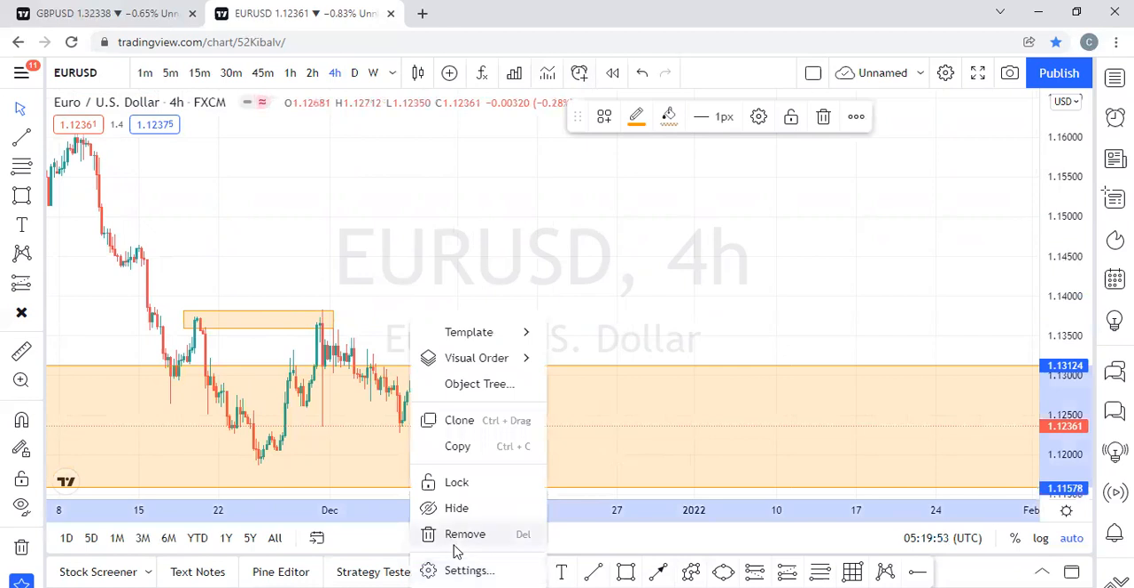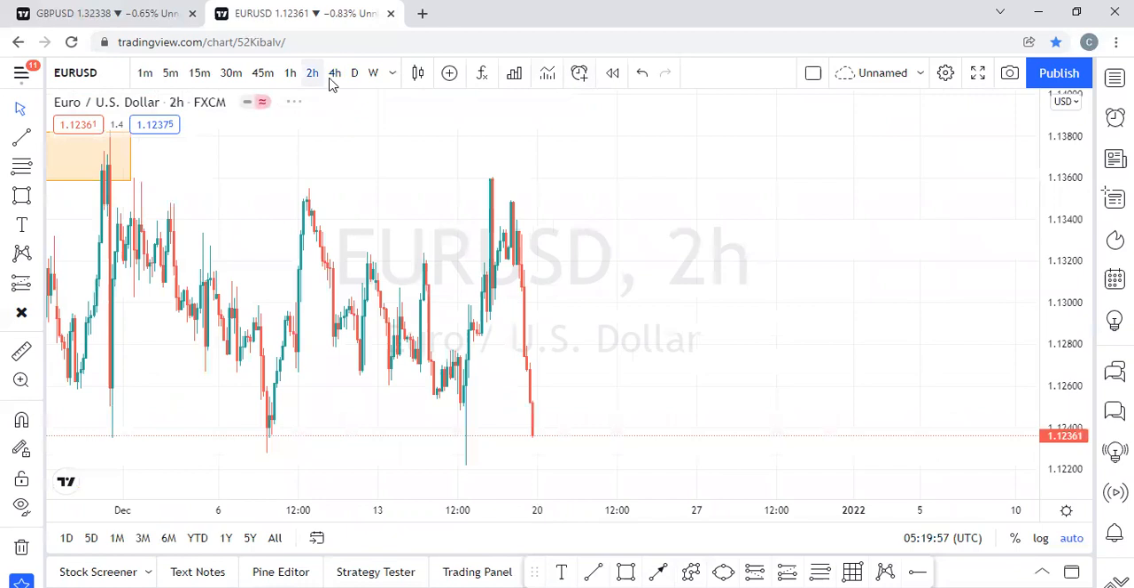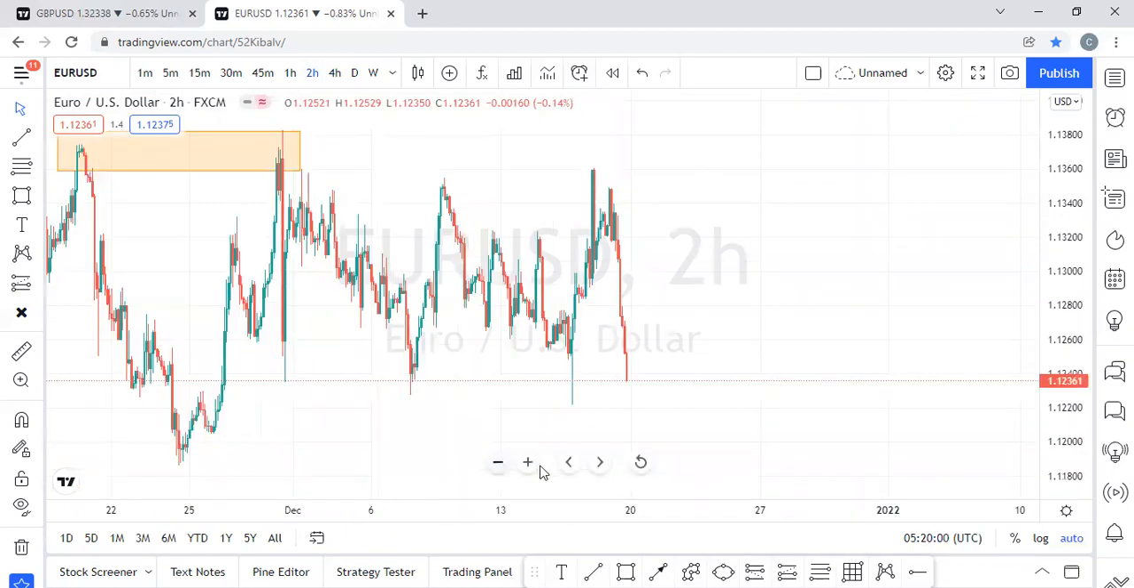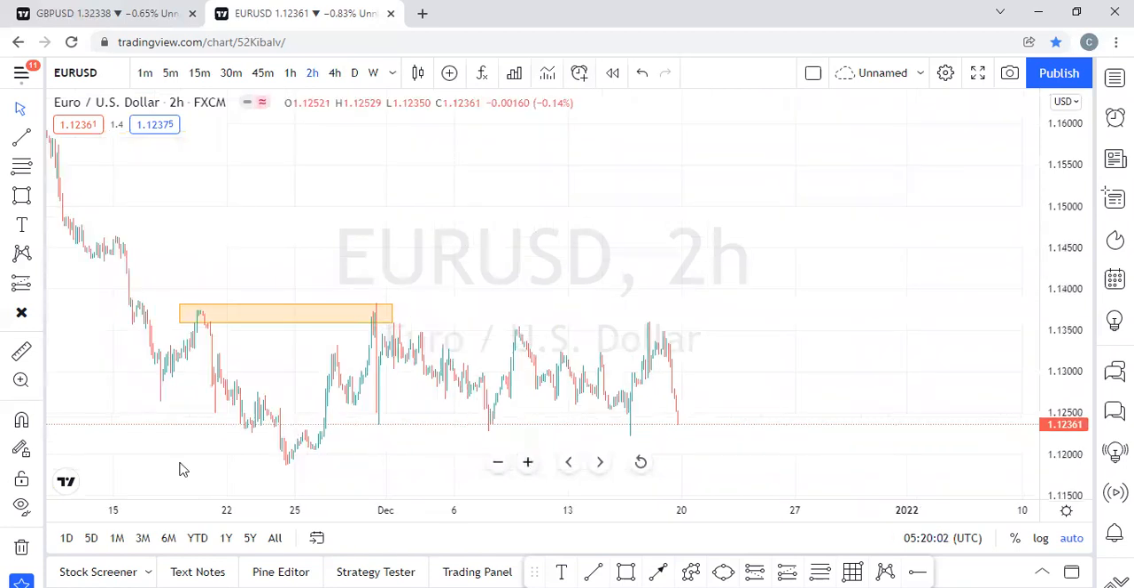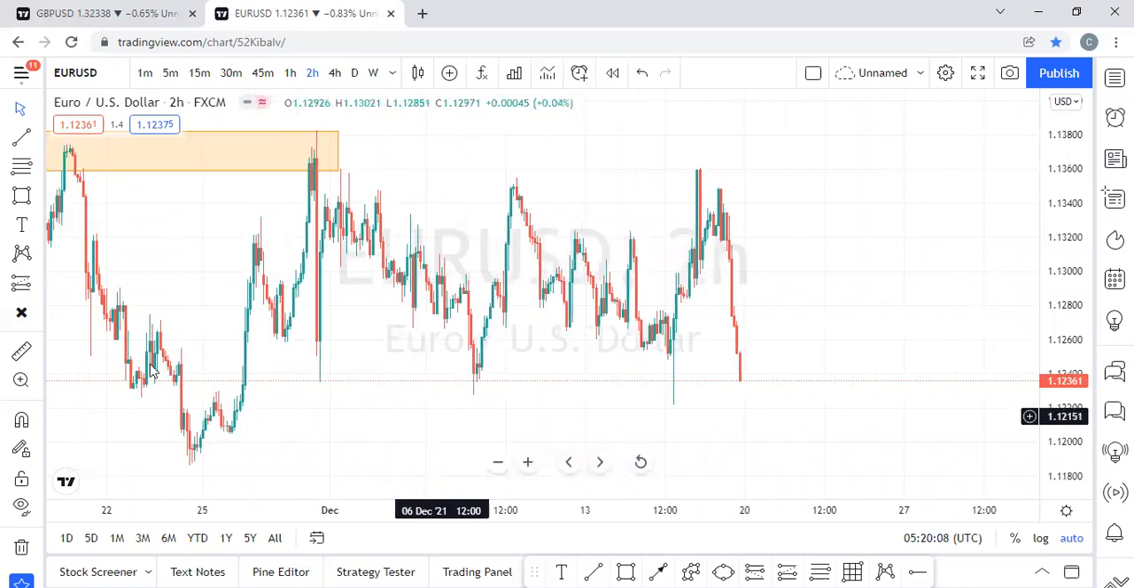But let's go to the 2-hour, to see if we can find something that can give us a little entry. So this is the 2-hour time frame now. We are trying to see if we can make an entry. I can see something on the 2-hour now. If you're using the 2-hour time frame, this market is bullish, but it has not been able to break this region.